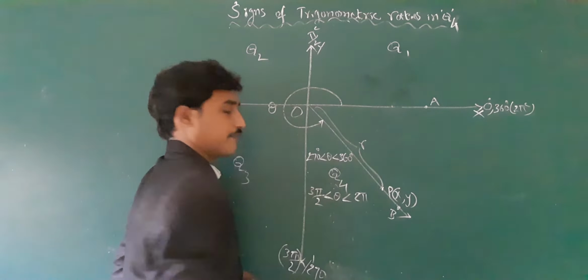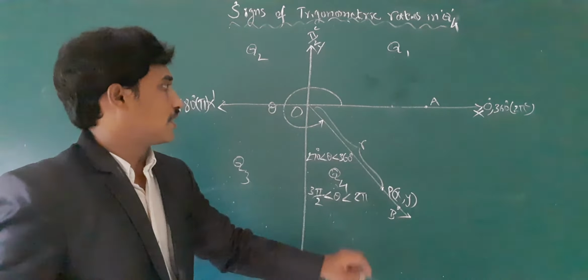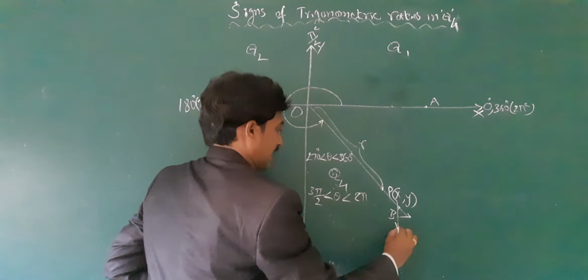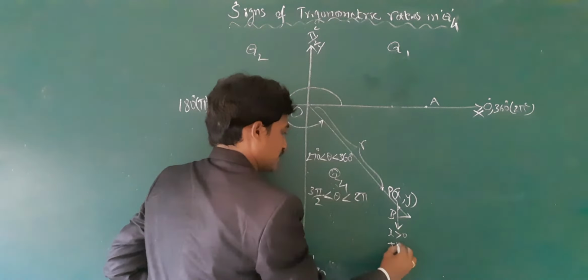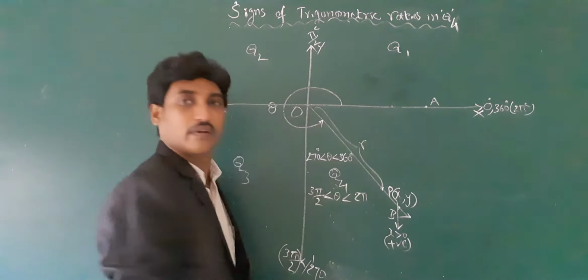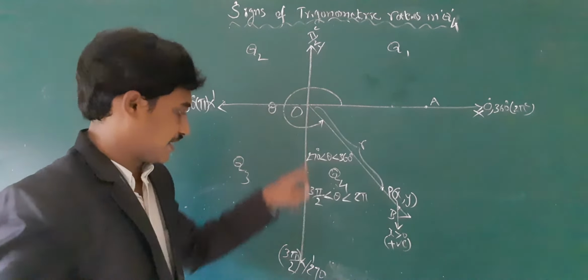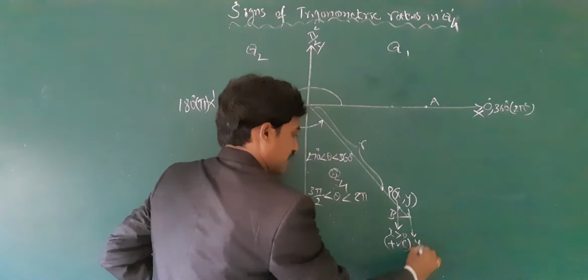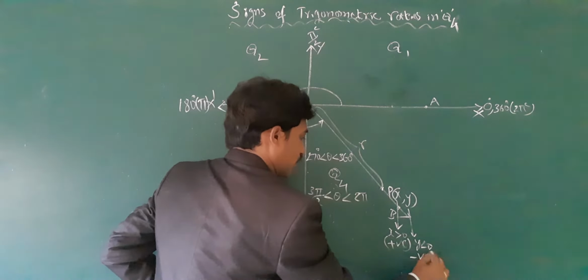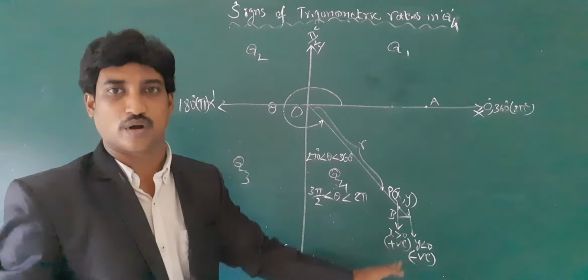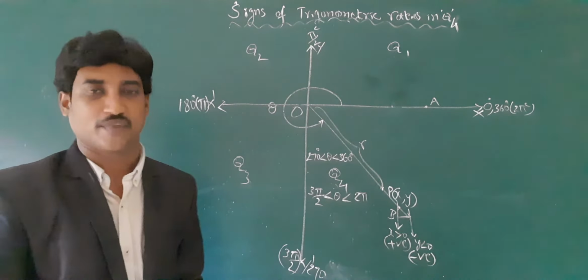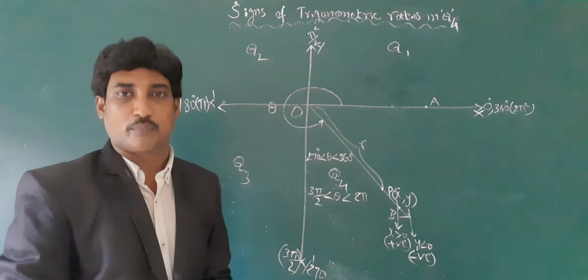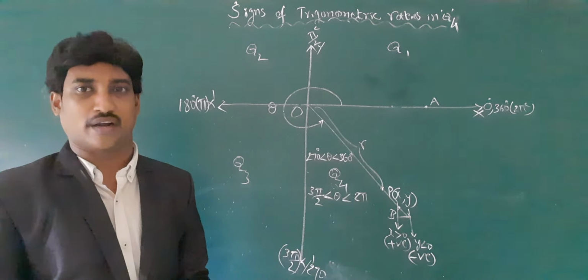Here x is towards the positive x-axis, so x is greater than 0, that is positive. Y is towards the negative y-axis, so y is less than 0, that is a negative quantity. X is a positive quantity and y is a negative quantity. Let us know the signs of different trigonometric ratios in the fourth quadrant.